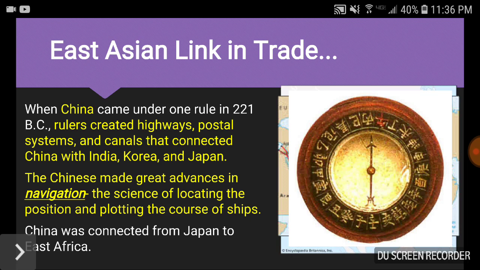China is also going to be connected all the way from Japan to East Africa. So it's setting up roads and routes that are connecting East Africa to Asia. A huge expanse of territory that these areas are now connected because Africa and Asia set up these trade networks. They're trading not only goods, but ideas and beliefs.